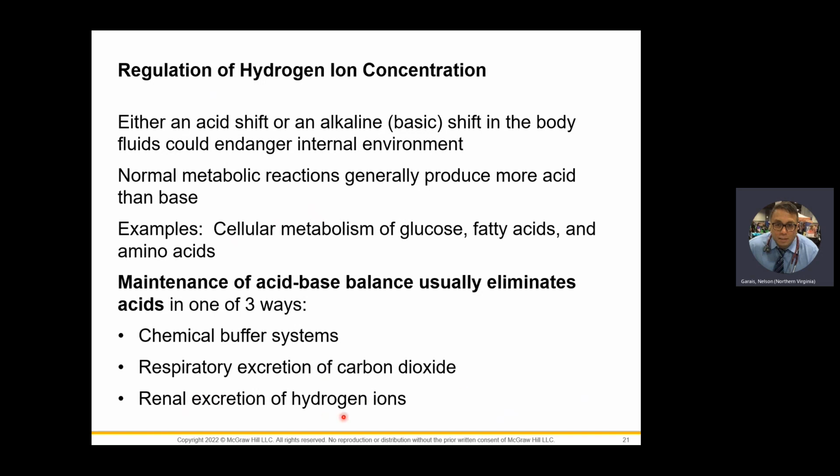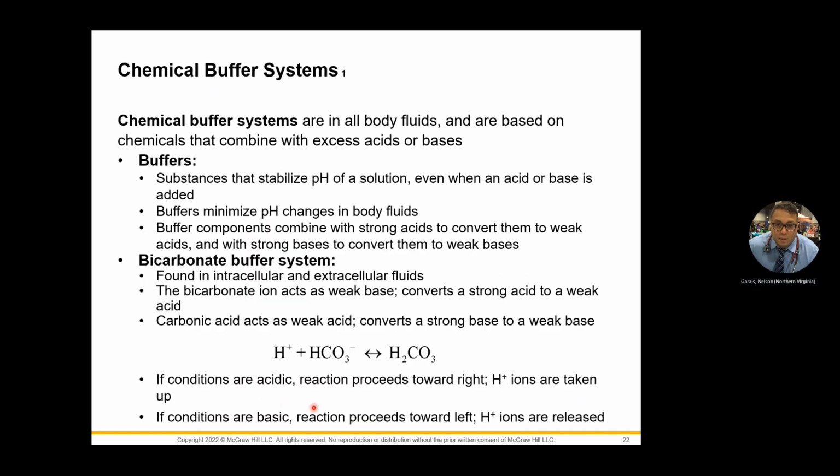And last but not least, renal excretion. We saw how your kidneys can either keep or throw out things. Well, if you're acidotic, your kidneys will start to secrete hydrogen ions to bring back your pH to a respectable level.